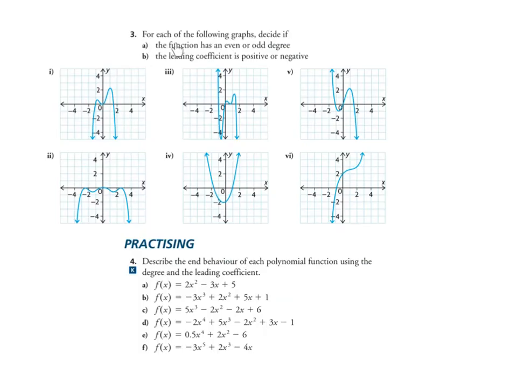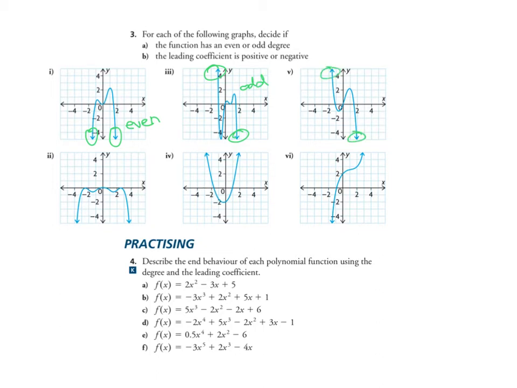All right, number 3, for each of the following graphs, decide if the function has an even or odd degree and the leading coefficient is positive or negative. So let's start with if the function has an even or an odd degree. This one ends down and starts down, so that means even degree. This one ends down but starts up, odd degree.